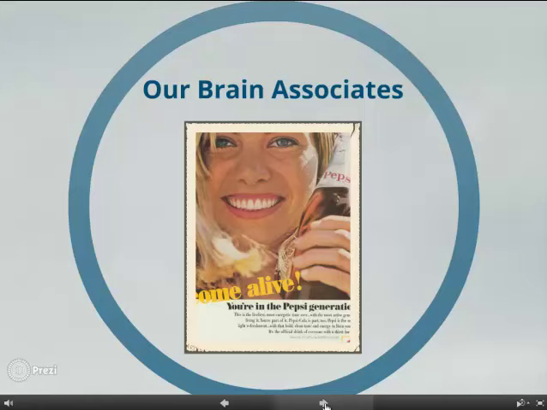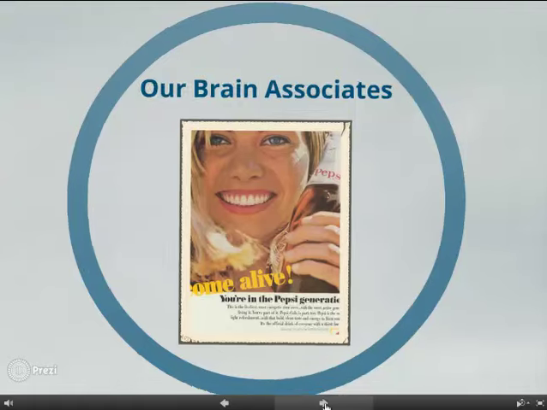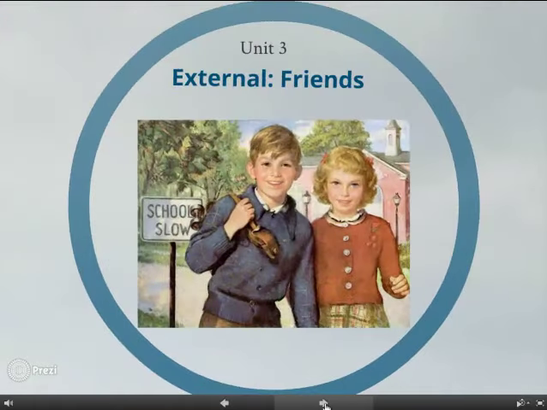Advertisers also understand that internal to our brain does a lot of association. So if they can make sure that we associate happy times, fun times, youth with a soft drink, it's to their benefit. After we talk about the internal factors, we'll move into Unit 3, where we'll talk about some of the external factors: family, friends, groups.